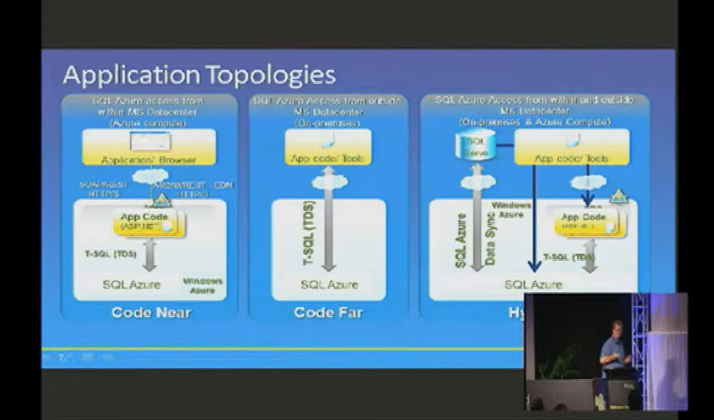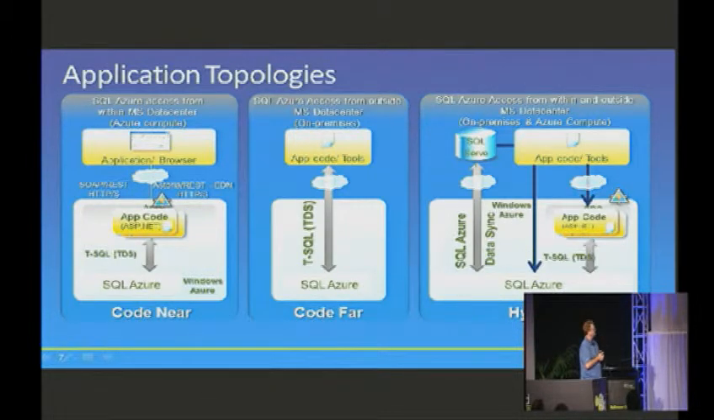In code near, the code that's accessing the database is running near to where the data is located. So in this model, we think of the application running up in Windows Azure and making either straight TDS, TDS being tabular data stream, which is the native network protocol of SQL Server, making native TDS calls to the database, or perhaps you've propped up a SOAP or a REST interface running in the middle tier in Windows Azure. But the key to all this is that the database and the application are sitting next to one another. So you don't have to worry about things like the latency associated with the internet. It's very similar to an application running within your enterprise today.